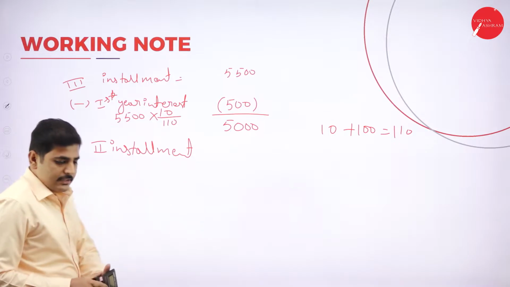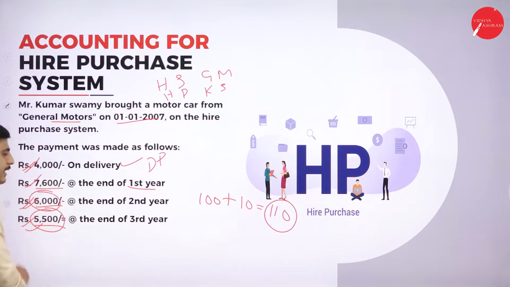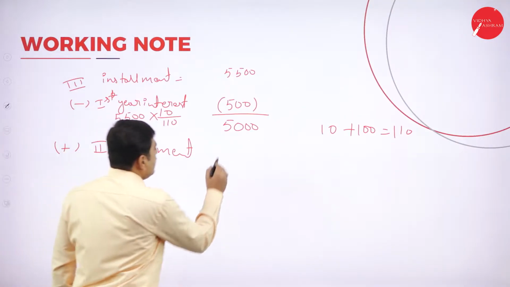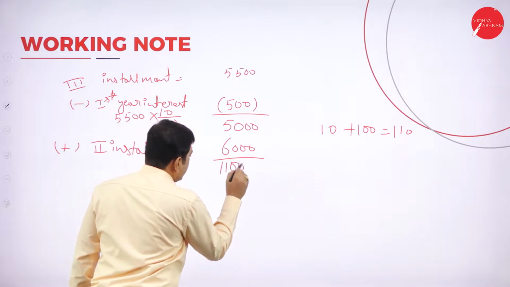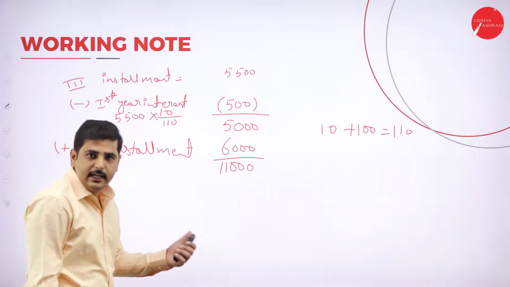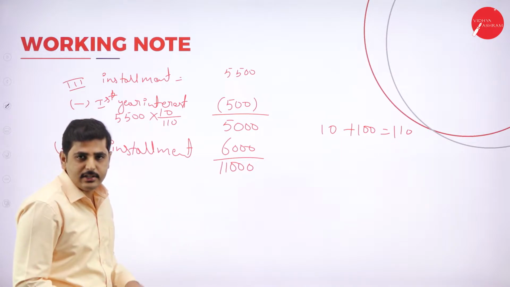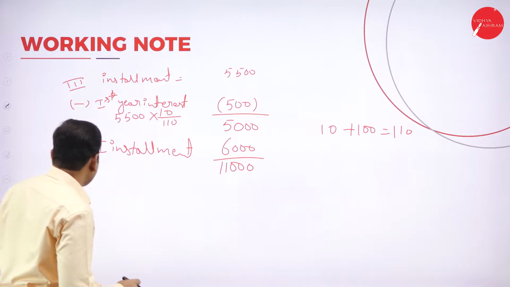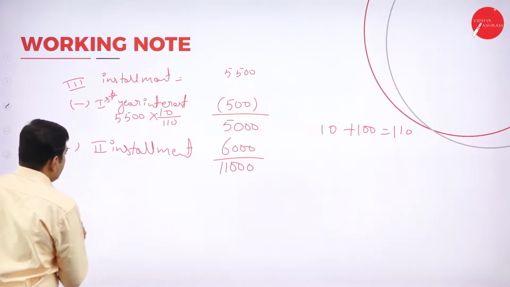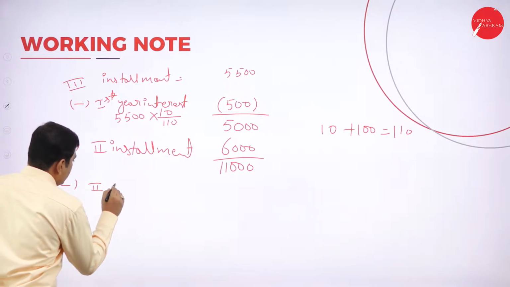So what is the second year installment here? Look at the second year installment. So this is 6,000 is the second year installment. Add second year installment here. So we'll get 11,000. Again deduct the interest. Same, 10% is the interest, 100% is the cost. So if you add, it will become 110%. So we have to bifurcate the 10% out of 110%. So minus second interest.